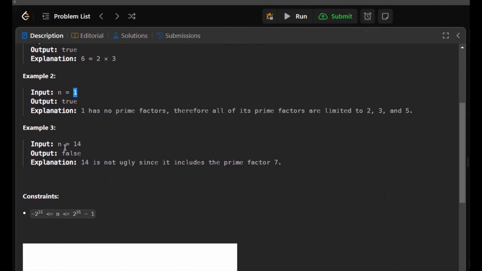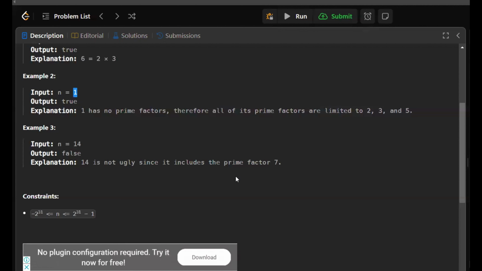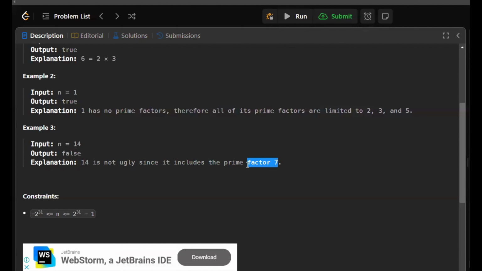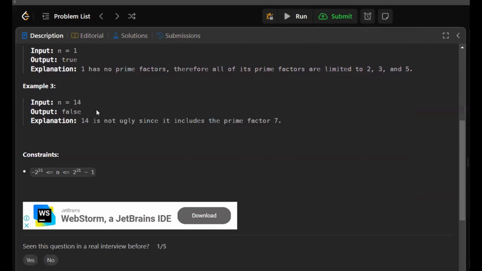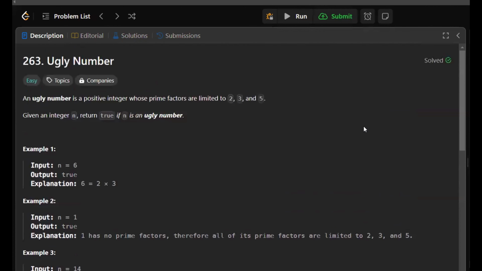Now, for the value n equal to 14, we have to return false because 14 has the prime factor 7. So according to the definition, if any number can be divided by anything except these three numbers, 2, 3, and 5, it is not considered to be an ugly number. So here, as 14 is divisible by 7, 14 is not an ugly number. That's why we have to return false. Now, I hope you understood the problem statement. Now let's move on to the algorithm.